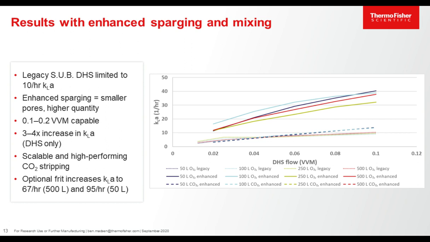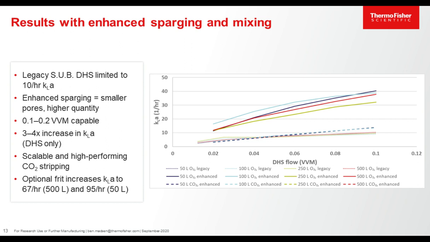However, when we improve both the mixing and the gassing in our enhanced SUBs, we see dramatic improvements in oxygen mass transfer up to about 3 to 4 times using only the drill hole sparger. This increase in mass transfer is due not only to an increase in mixing capabilities, but the enhanced DHS. This new DHS has smaller pores, which leads to smaller bubbles being formed during sparging, which ultimately leads to a higher bubble mass transfer area, which improves your KLA.